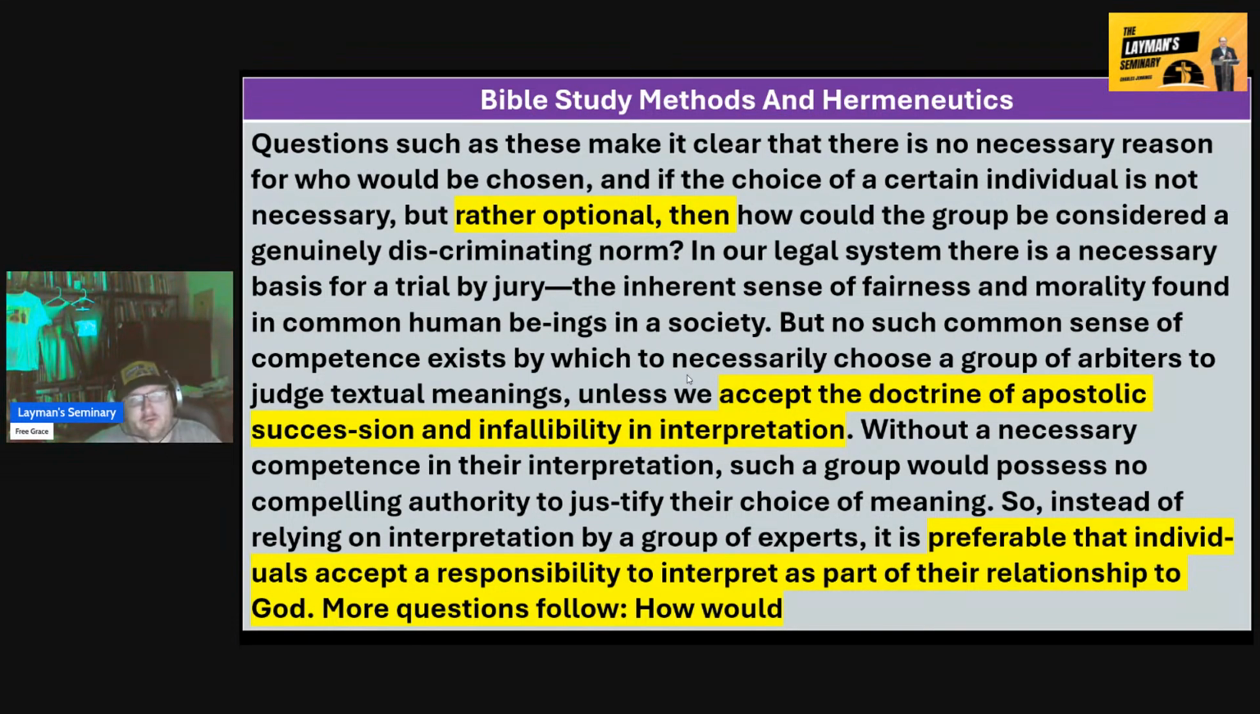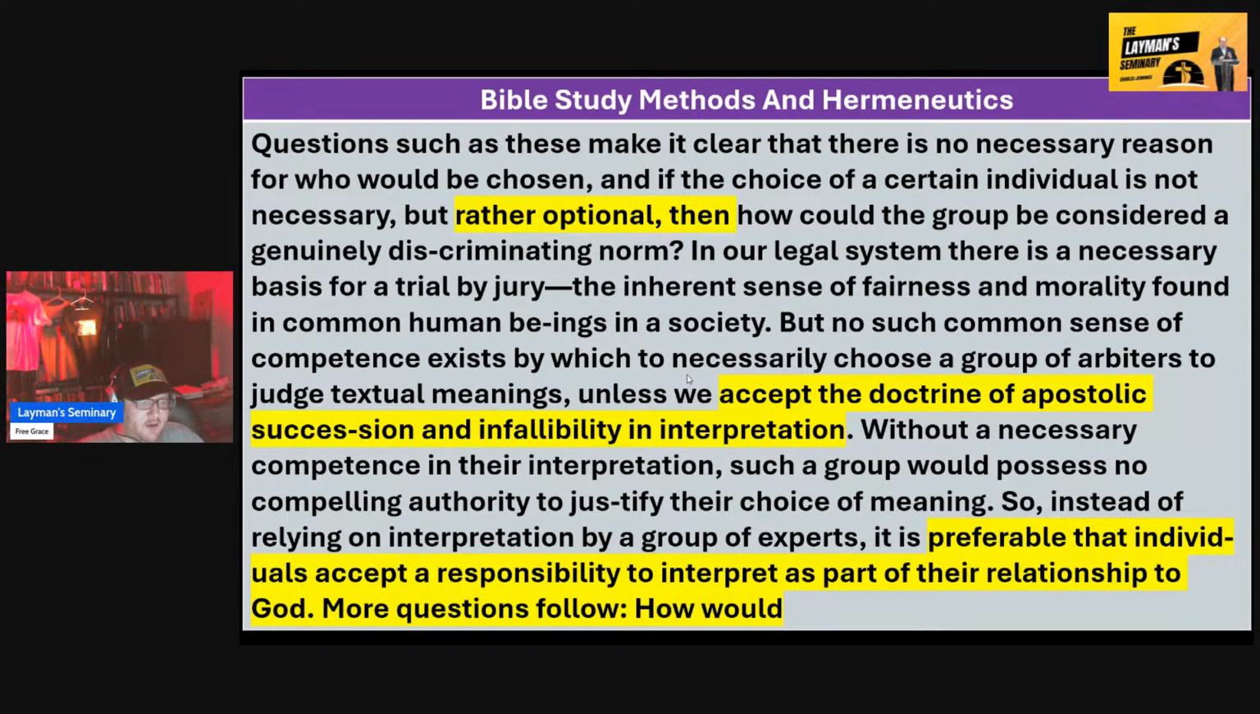Questions such as these make it clear that there is no necessary reason for who would be chosen, and that the choice of a certain individual is not necessary but rather optional. Then how could the group be considered a genuinely discriminating norm? In our legal system, there's a necessary basis for trial by jury: the inherent sense of fairness and morality found in common human beings in a society. But no such common sense of competence exists by which to necessarily choose a group of arbiters to judge textual meaning, unless, watch this, guys, unless we accept the doctrine of apostolic succession and infallibility in interpretation. See, that's how the Catholics get away with it.